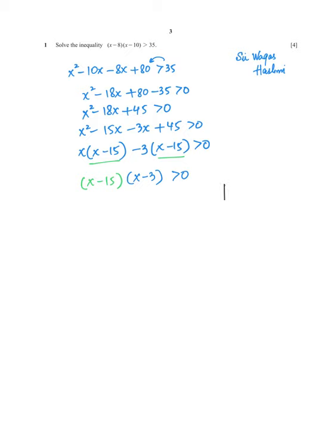So if I roughly sketch it, the values of x are positive 3 and 15 and we have a curve like this, right? Since it's greater than, that means we need to observe those values that lie outside the curve, right? So for outside the curve, the value of x should be less than 3 or it should be greater than 15. So that is your answer.